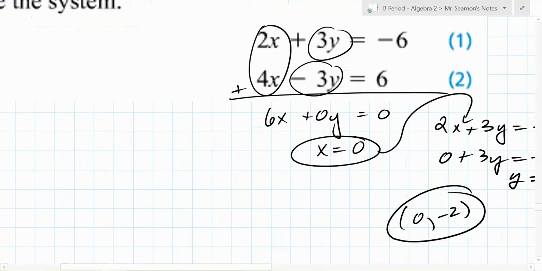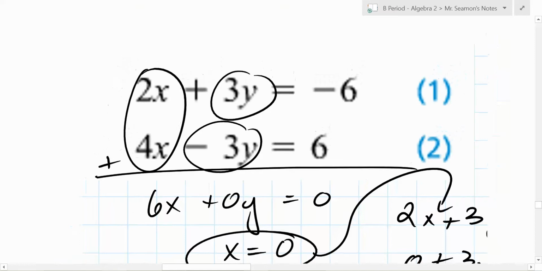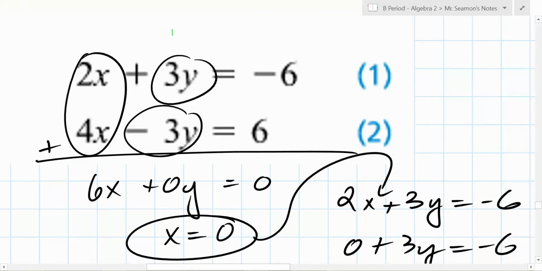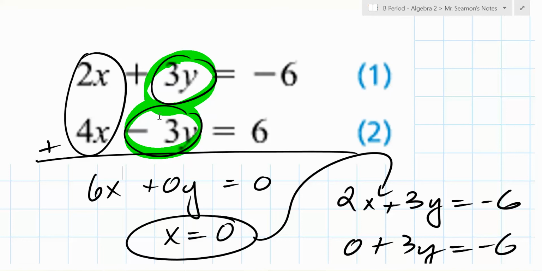What was the really nice thing that happened here that made it possible for us to use this method? Canceled out the what? The y's, yeah. This was really nice. It was cool that this came out to 0, but did it matter? No. This was the thing that had to happen. They had to obliterate each other.